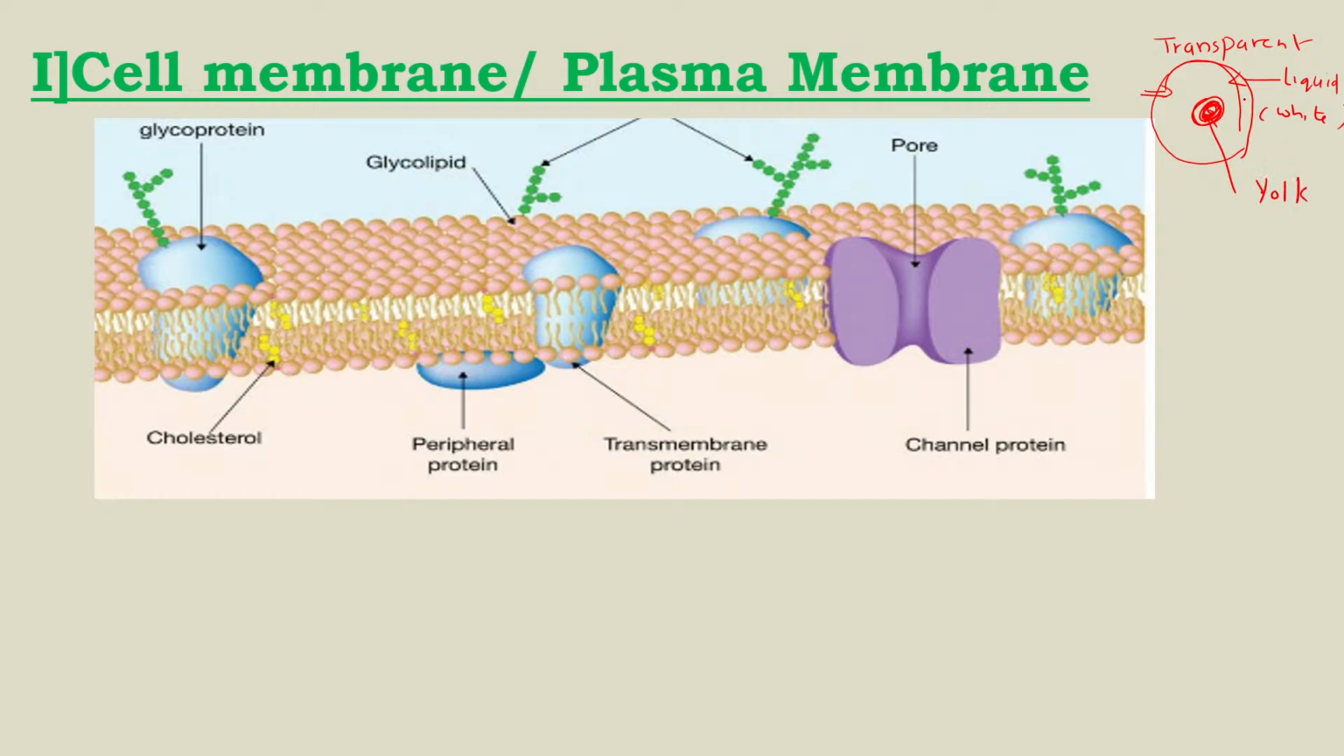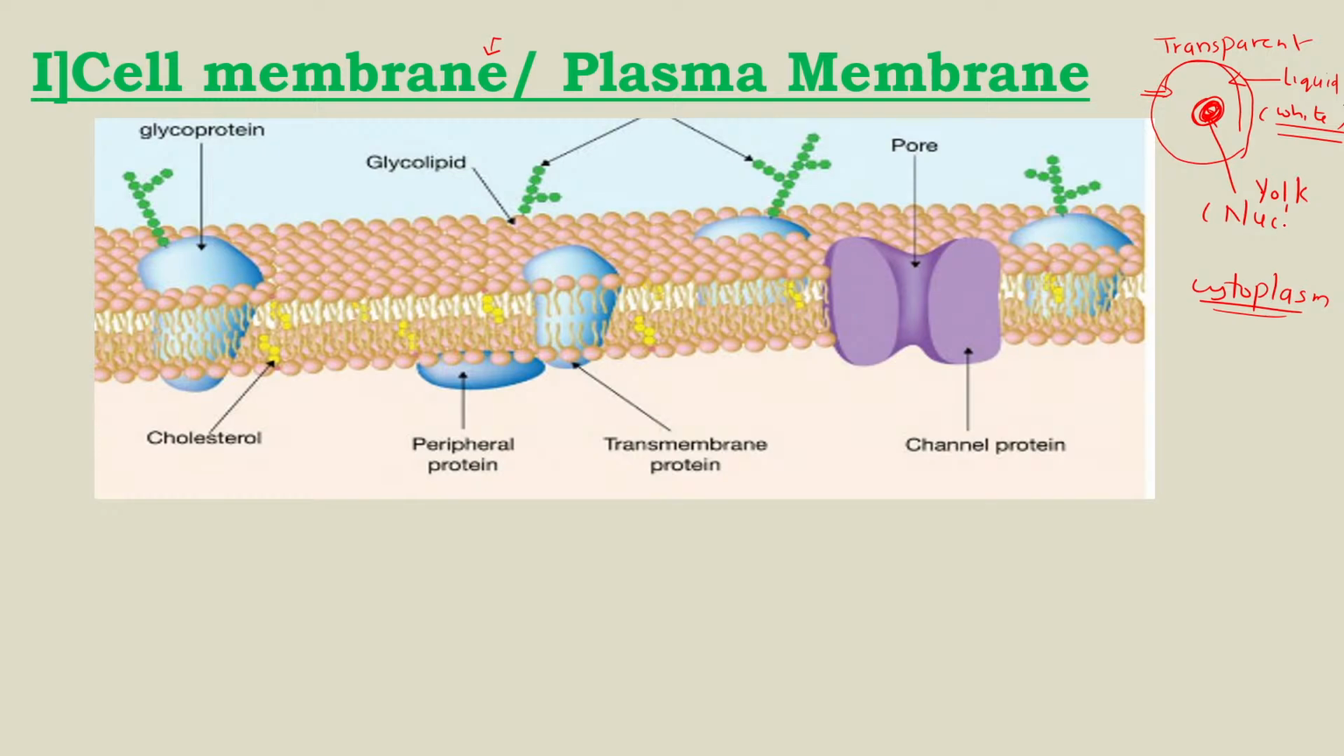So the outer region, which is a transparent layer, like a transparent plastic bag, that one is the cell membrane. What is it? Cell membrane. Whereas the transparent egg white liquid, we call it the cytoplasm, like the cytoplasm of the cell. What is it? Cytoplasm. And the egg yolk is like a nucleus.